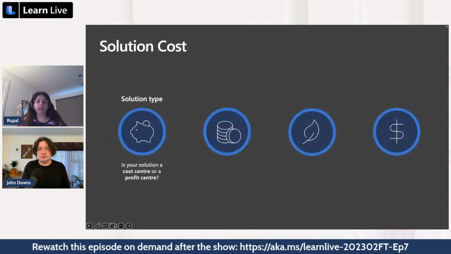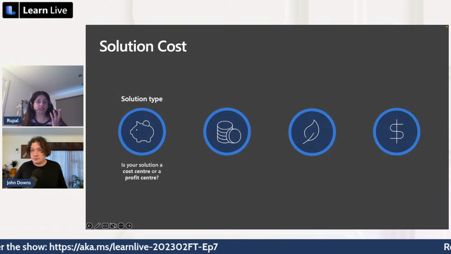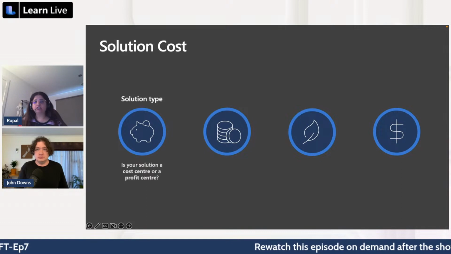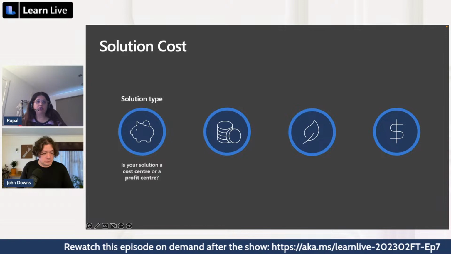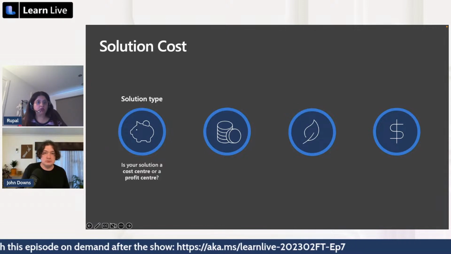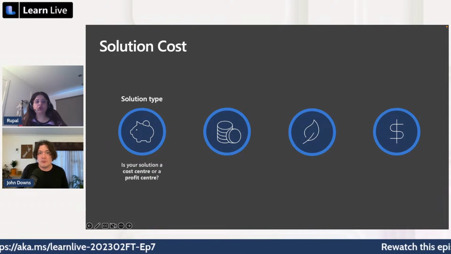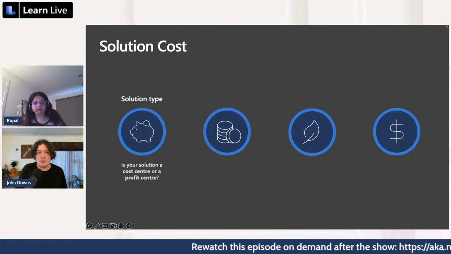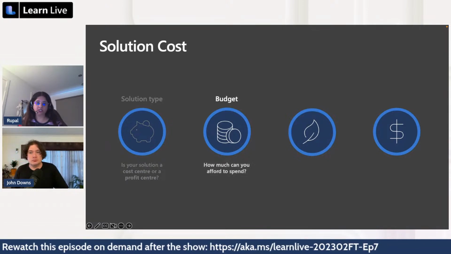Overall, one important consideration to keep in mind is whether your solution is a profit center or a cost center. Profit centers generate revenue. So, for example, if you're building an e-commerce system, it probably is a profit center. Cost centers don't generate revenue. So it's often very important to keep their costs down. So your cost optimization requirements might be very different depending on which type of solution you're building. It's also critical that you have an understanding of your solution's budget, both to develop and to operate.